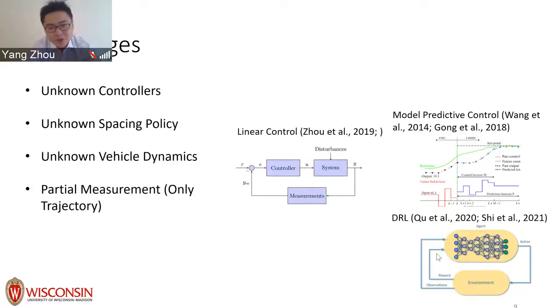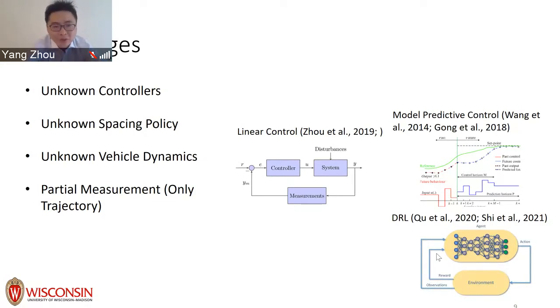To answer these questions is very challenging because we don't know what type of controllers the commercial car manufacturers apply, and we don't know the spacing policy adopted. Furthermore, we don't know the detailed vehicle dynamics of the commercial automated vehicle. Basically, from the field experiments that we mentioned, we can only have trajectory measurements. So how can we get the flavor or have some understanding based on this trajectory-level data?